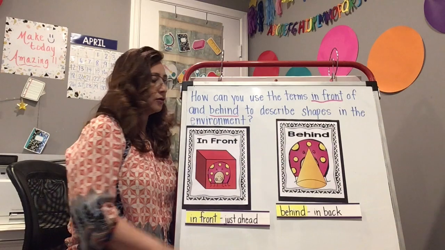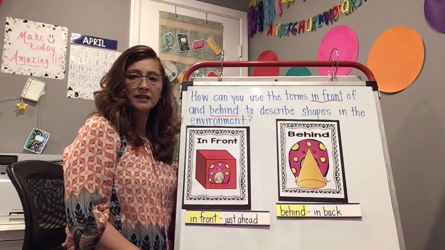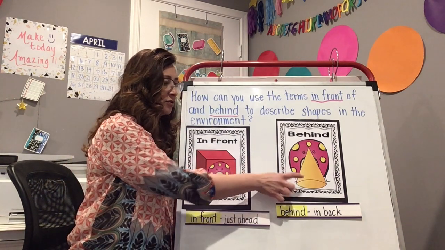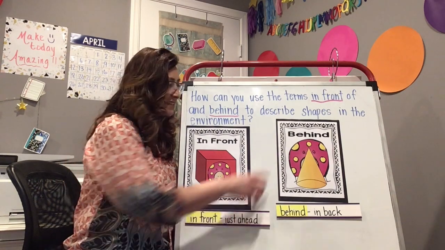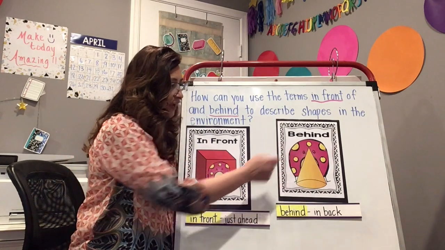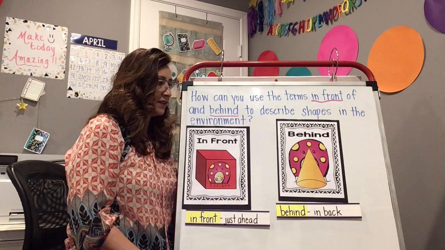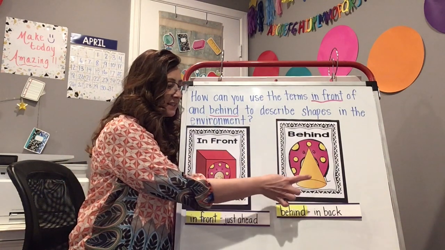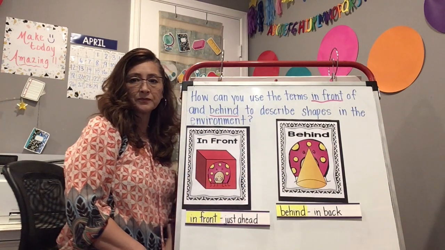How do we know that the ladybug is behind the yellow cone? Yes, that's right. She's in back of the yellow cone. How do we know she's in back? That's right, because there's a part of her that we can't see. We can't see her face, or her head. So we know that the ladybug is behind the cone. Very good, boys and girls.